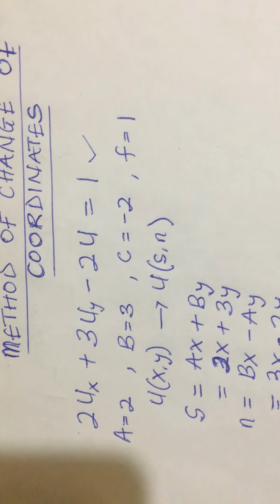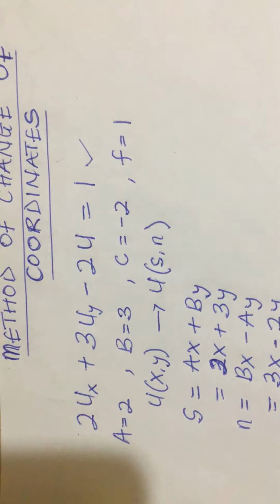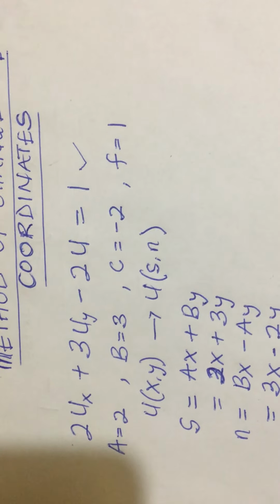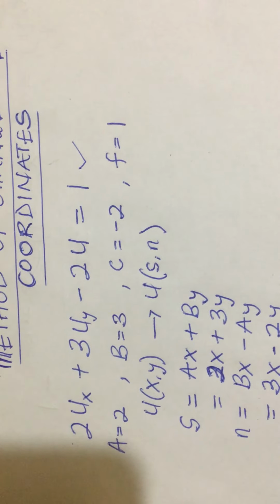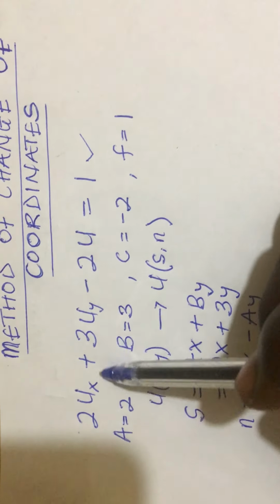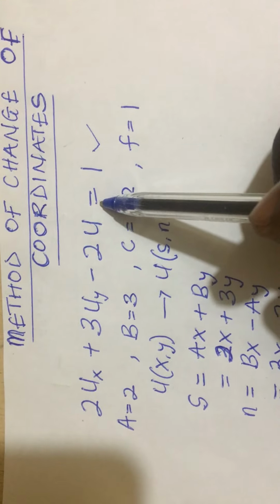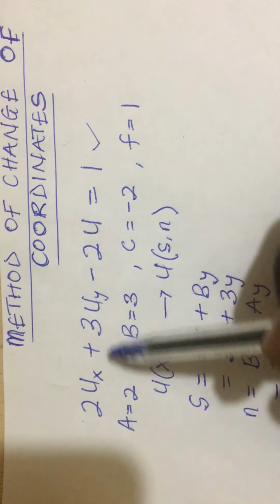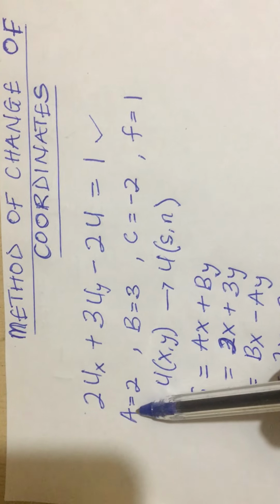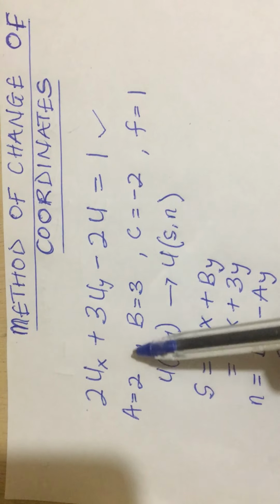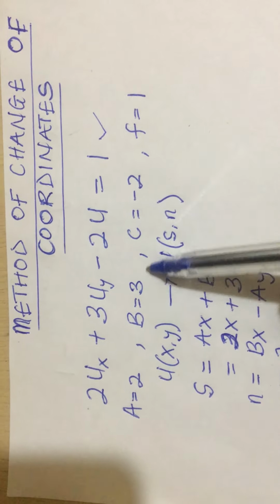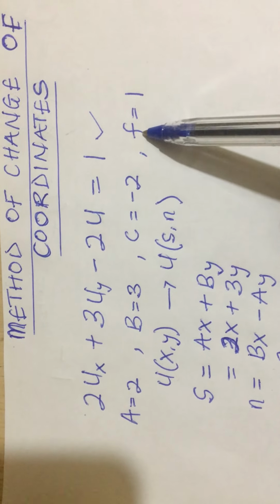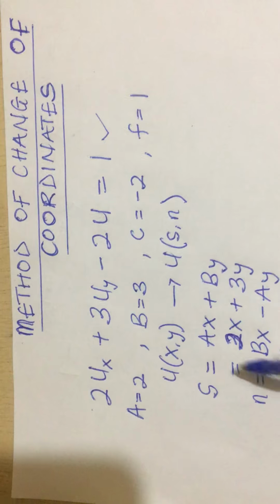What you do first is you assign each coefficient to a variable. Are you getting it? So this is our PDE. So you assign each coefficient to a variable. Let's let my A be 2, my B be 3, my C be negative 2, and then my F be 1.